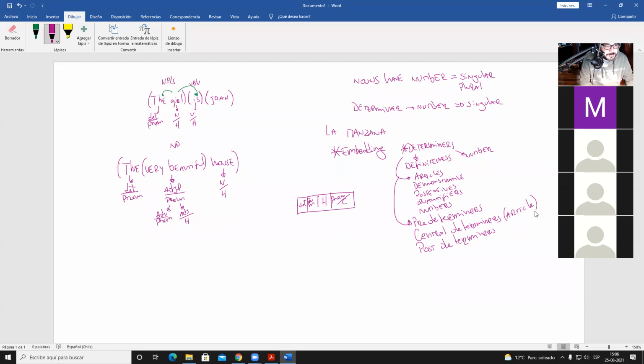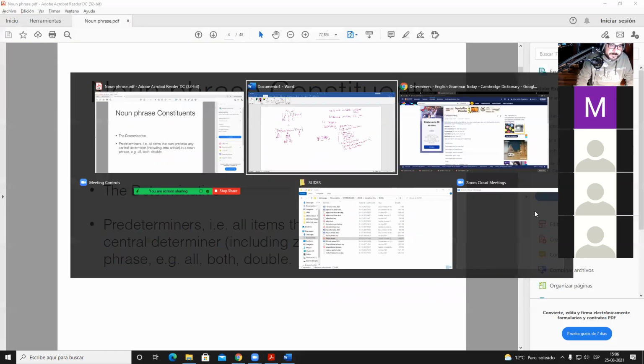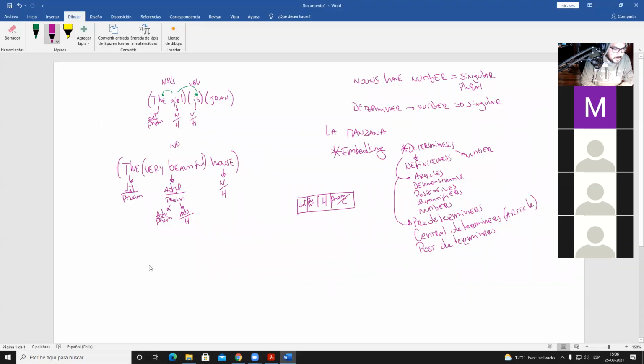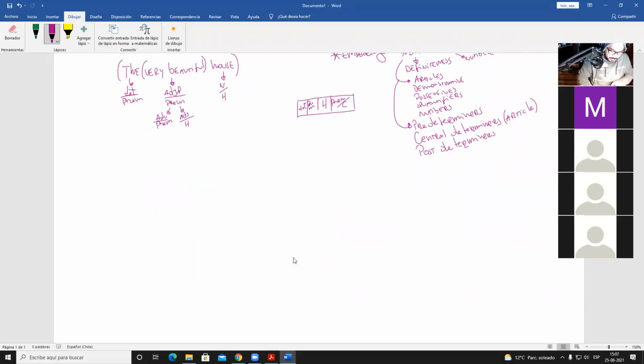Let's take some examples. So this is an example. Double the time. Double the time is a noun phrase, right? Time is the noun here. And then I have double and the. So what are they? Both of them are determiners, right?